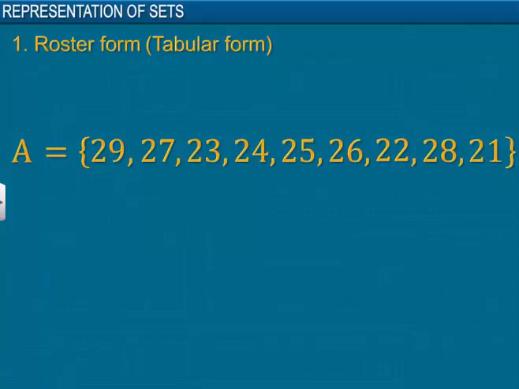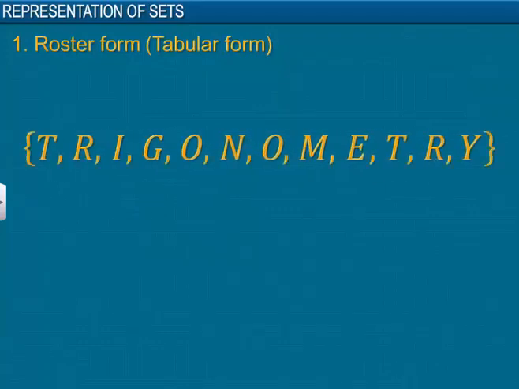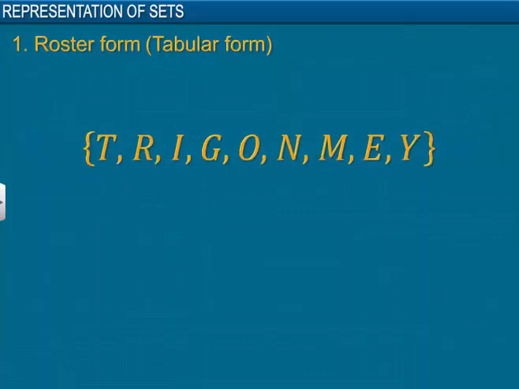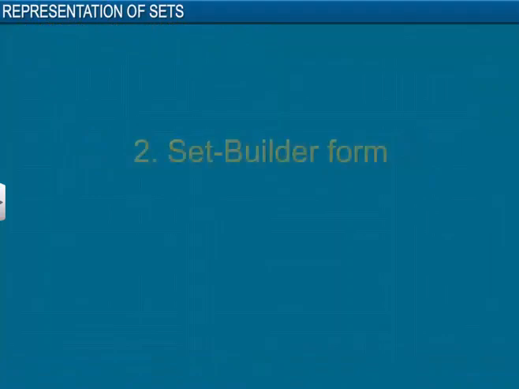For example, let's take the set of the letters of the word trigonometry and represent them in roster form. In the representation, the elements T, R, and O are repeated. So, this set can be represented as shown with the elements T, R, and O written only once. So, only the distinct elements are written while representing a set in the roster form. While we just simply list the elements to represent a set in the roster form, the set builder form is a more concise form of a given set.